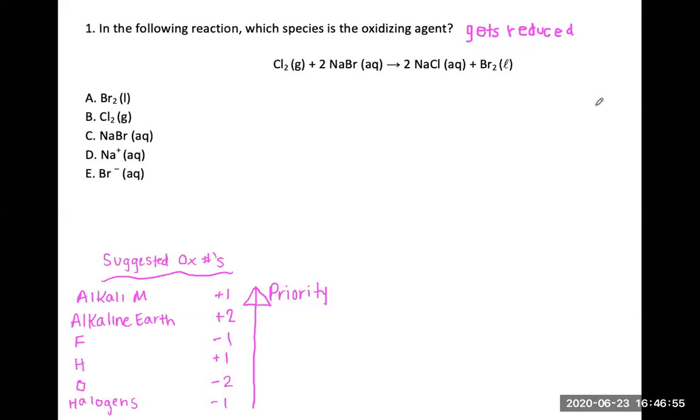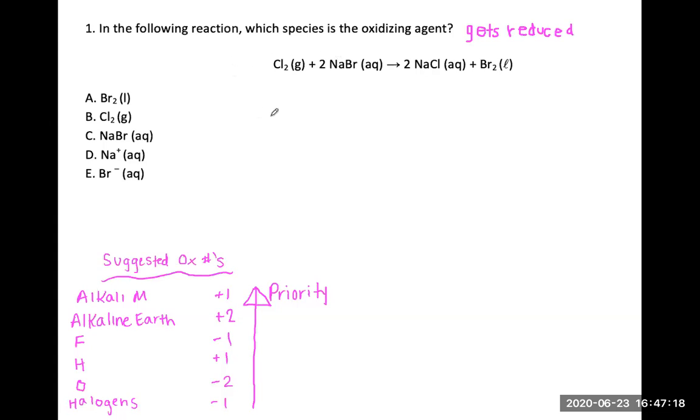Hello everyone, here we are going to start looking at the summer practice exam 4A. And we're going to start with this question about which species is an oxidizing reagent in this given reaction. And so we know that the oxidizing agent is what gets reduced. And so to figure that out, we're going to have to keep track of how our electrons are changing.